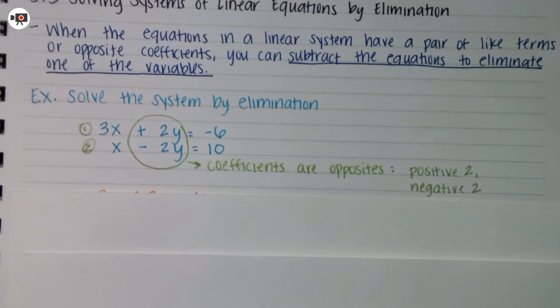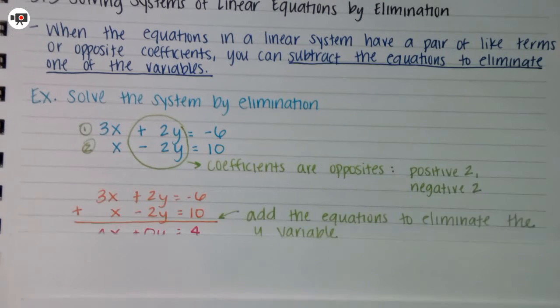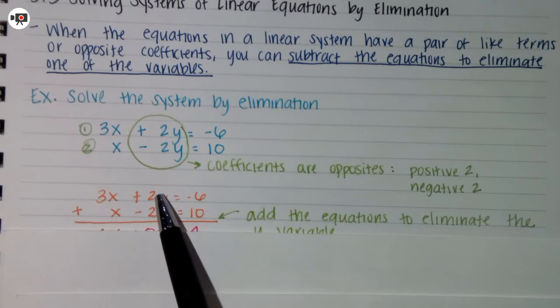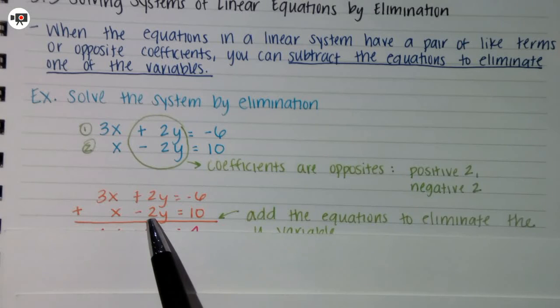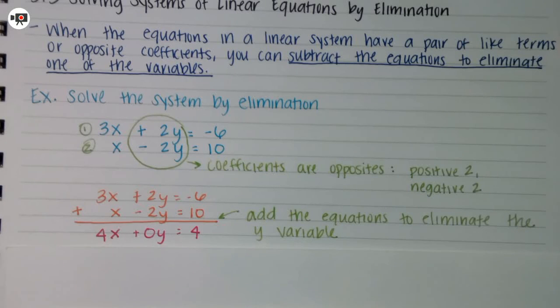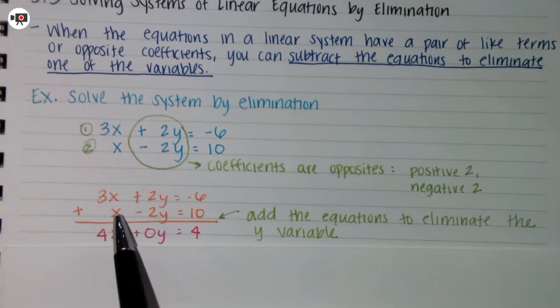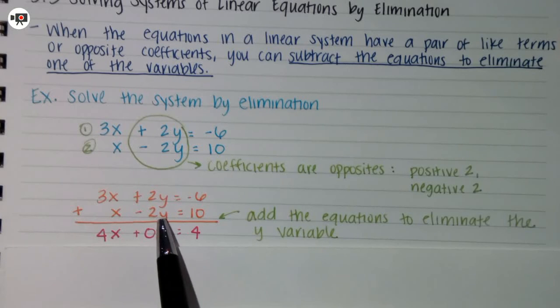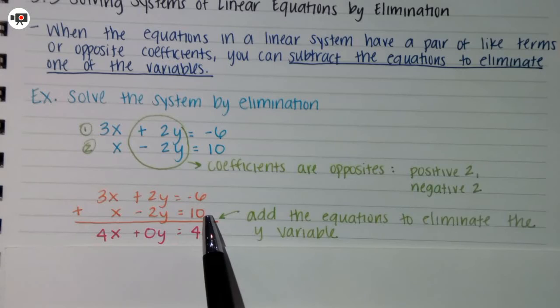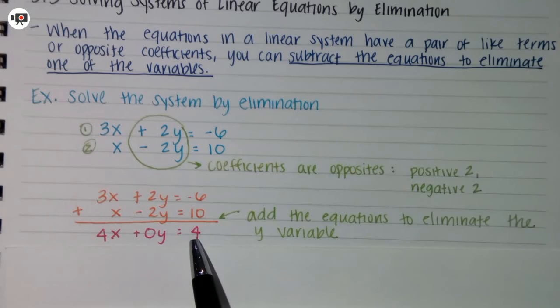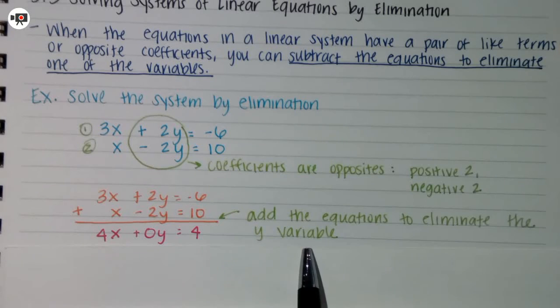So, to eliminate this y variable, I'm going to add them together, because a positive 2 plus negative 2 is 0. So, 3x plus 1x is 4x. Positive 2 plus negative 2 is 0. Negative 6 plus 10 is 4. So you add the equations to get rid of the y.